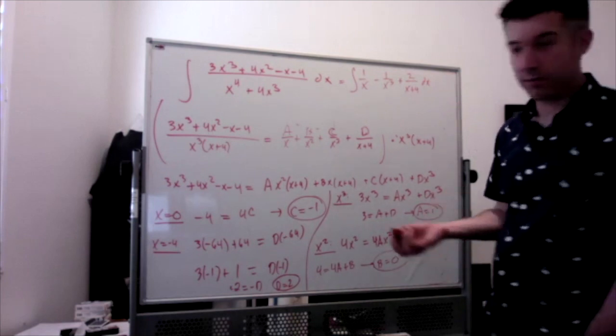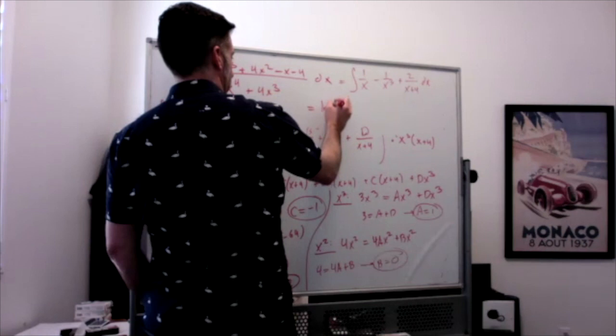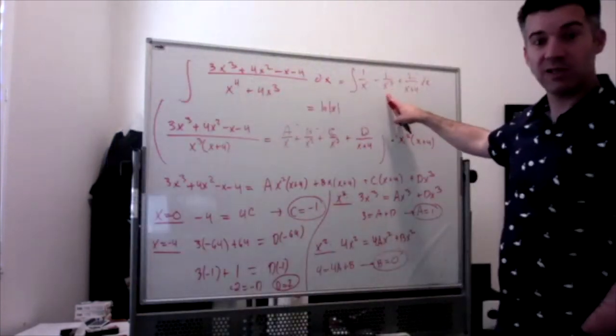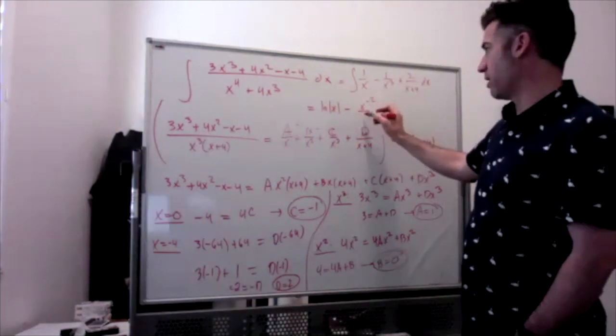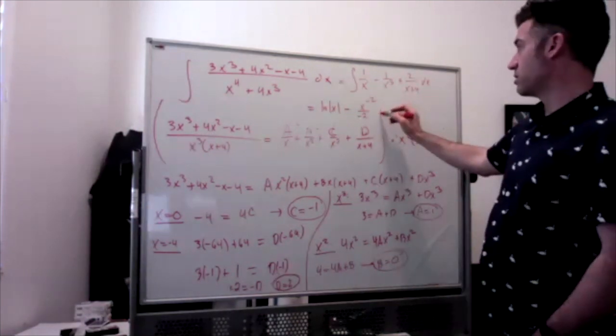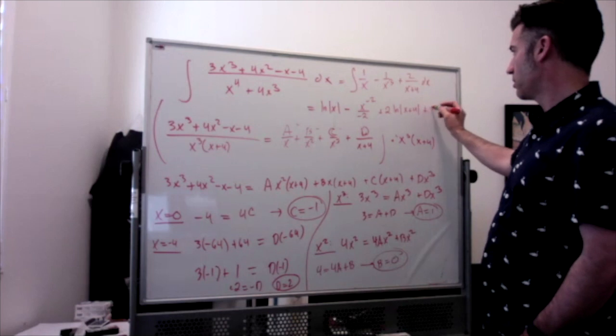And then we integrate. So we get the integral of 1 over x is the natural log of the absolute value of x. The integral of x to the minus third is x to the minus second divided by minus 2. And the integral of 2 over x plus 4 is 2 times the natural log of the absolute value of x plus 4.